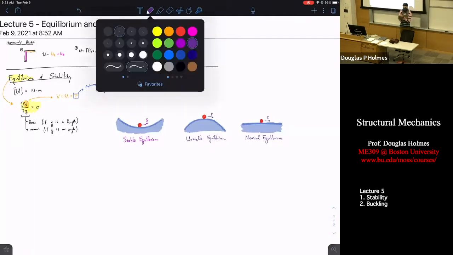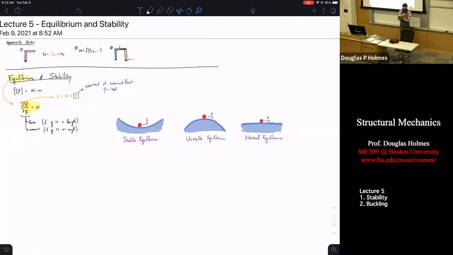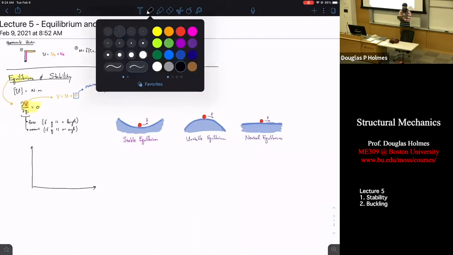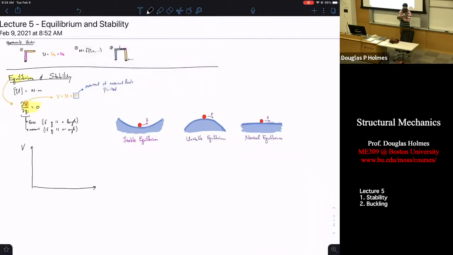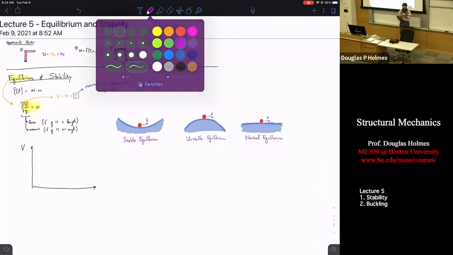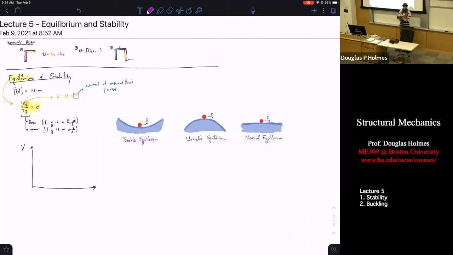So if I'm plotting, like literally, I'm just going to plot what I'm saying here. If I'm plotting V, let's see here. And I guess we can say this is delta. We can say this is 0. We could translate this little stable equilibrium graph to an actual plot.